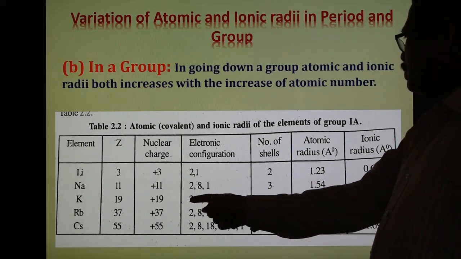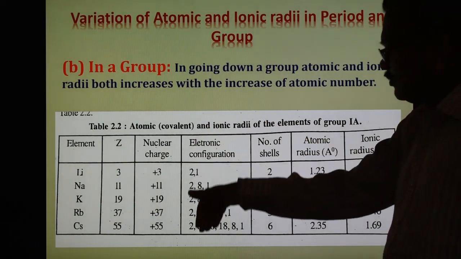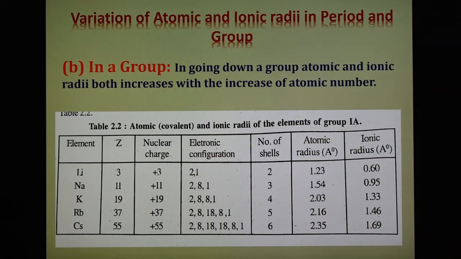Potassium has 4 shells, and then 5, 6. So as we go down the group, the number of shells increases. In the case of lithium having 2 shells and sodium having 3 shells, the number of electronic shells increases, and therefore the size increases. Increase of shells increases the size, and increase of size decreases the force of attraction between the positive nucleus and the valence electron. Because of this, as we go down the group from top to bottom, the atomic and ionic radii both increase.